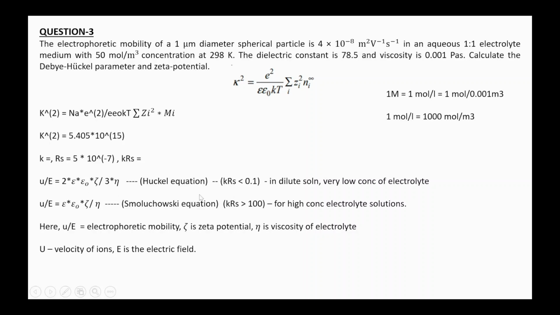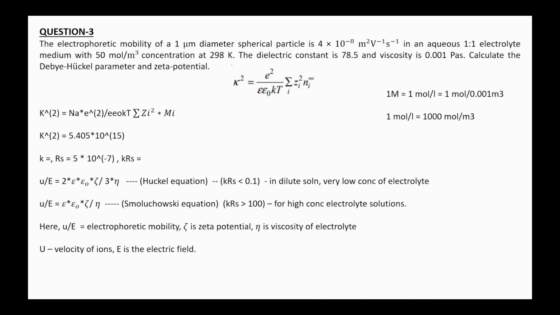equation, that is here, which is nothing but U by E, that is your electrophoretic mobility, is equal to 2 times epsilon, that is your dielectric constant, epsilon naught, which is nothing but the permittivity of free space, times the zeta potential, divided by 3 times eta, that is the viscosity of the electrolyte medium that you are taking. So this Huckel's equation is valid for dilute solution where the concentration of the electrolyte that you are going to take is very low.